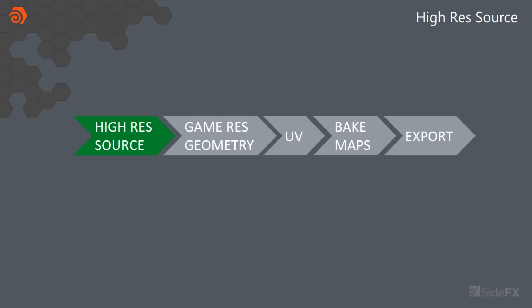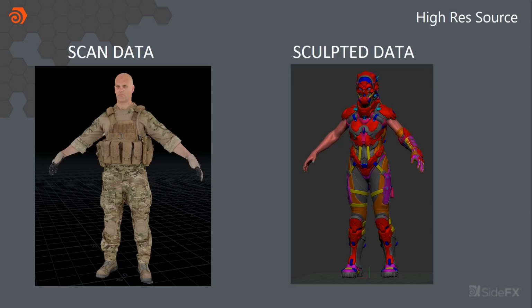So starting with the high-res source. The two ways that you can get the data generated traditionally now, it's either you're doing something with scans or you're sculpting or modeling it. First, we'll go into the scanning process, which seems to be gaining a lot of popularity at the moment.